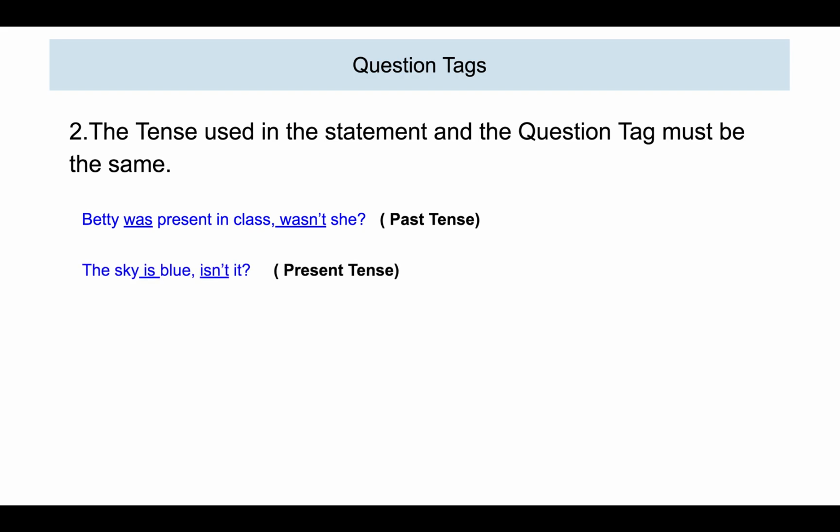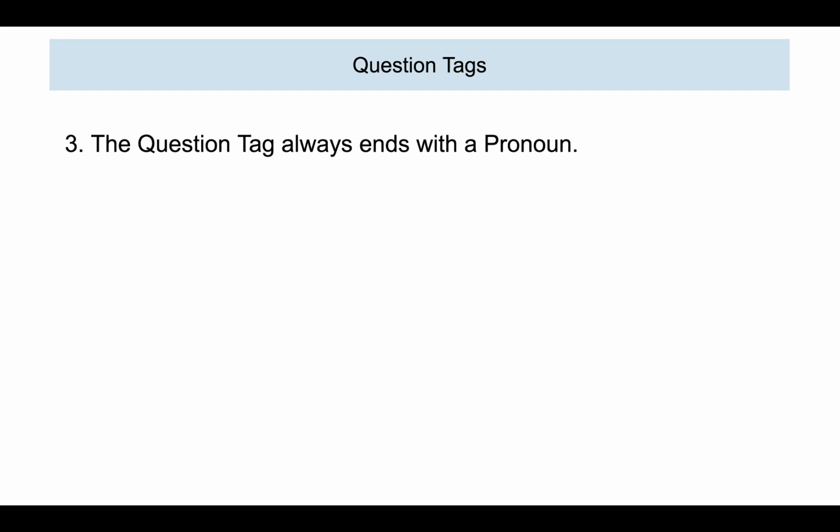The sky is blue, isn't it? Now, the sky is blue is present tense. So even in the question tag we have to use the present tense. That is why it is isn't it. So this is the second rule.